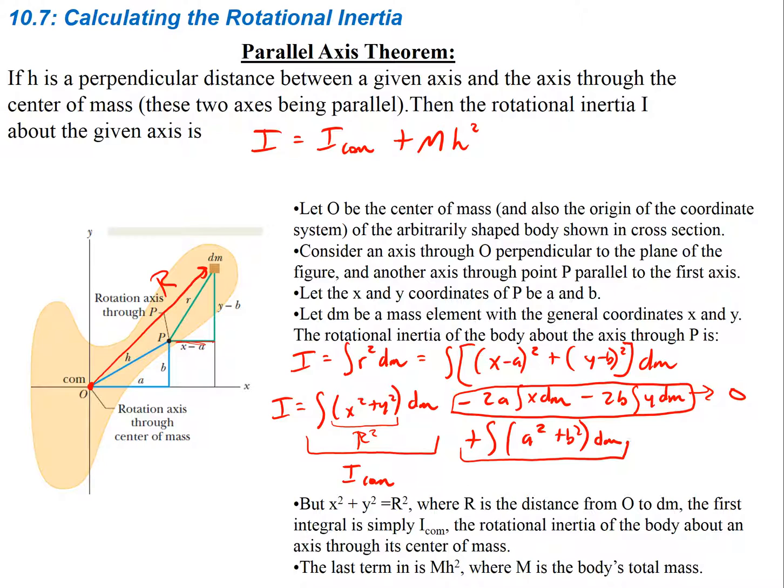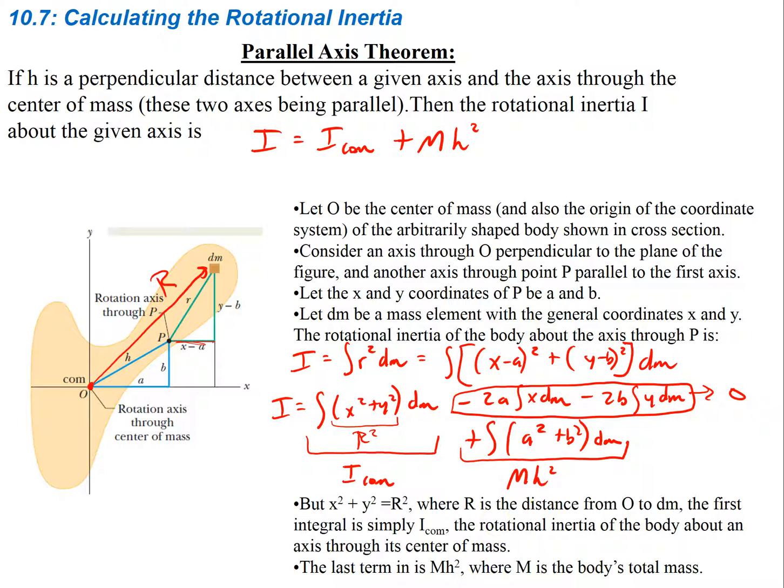is mh squared, right? Because this here is h squared, because it's the square root of a squared plus b squared, as you can see here. So that's h, and that's a constant, so that doesn't change. So all you have left is the integral of dm, which is just the total mass, so that would just be capital M.